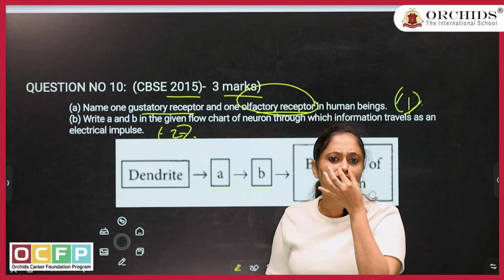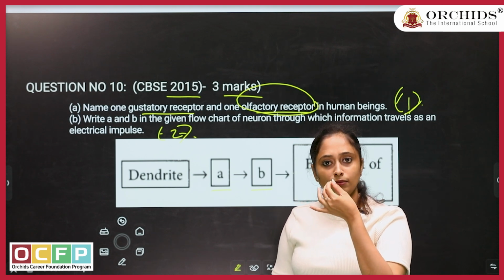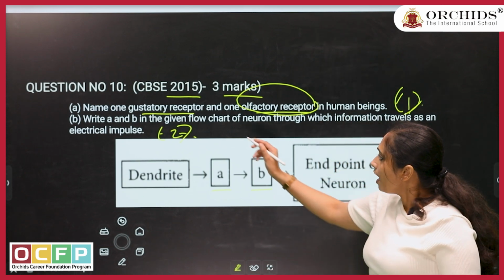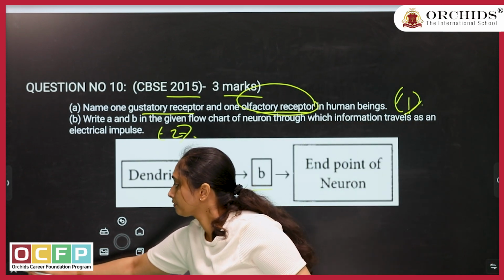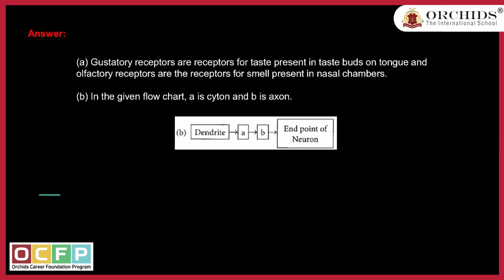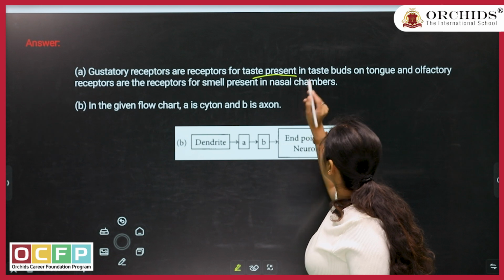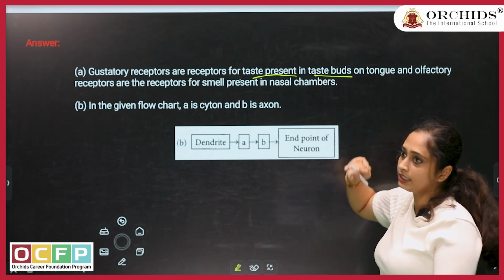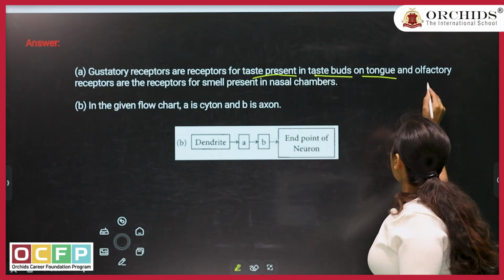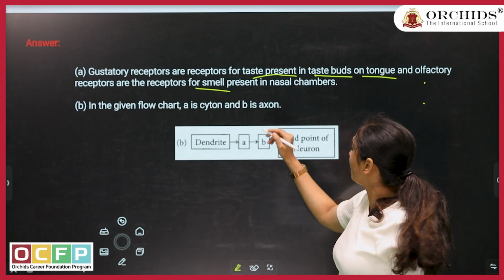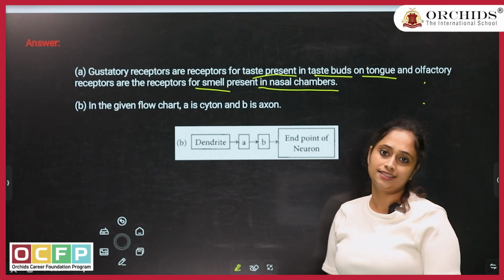It will definitely be present in our nose, right? So that means it will be present in the nasal cavity, the nasal chambers. So we can see the answer of the A question now. Gustatory receptors are the receptors for taste, and they are present in the taste buds on the tongue. Olfactory receptors are the receptors for smell, identifying the smell, and they are present in our nasal chambers.